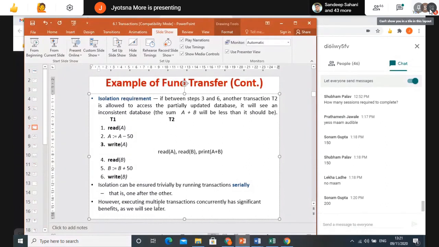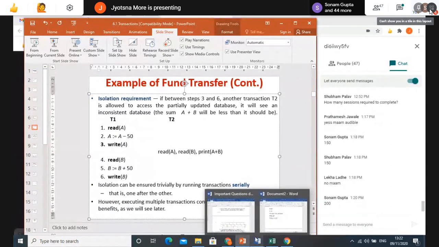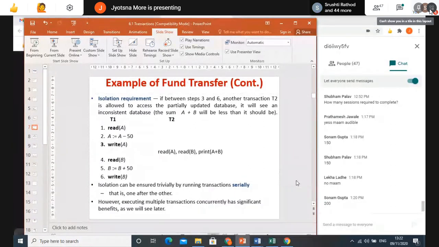Executing multiple transactions concurrently has significant benefit, right? Because if one transaction executes, then once that is completed the second starts, the second completes, the third starts, and so on up to the last transaction. We have thousands of transactions taking place in a database, right? So if we follow this serial execution, it will take lots of time and we won't be able to achieve our result quickly. So for that, we have to go for concurrent transactions, but for that we have to study the concurrency control system. That we will see in a later topic, but right now for transactions we can go ahead.